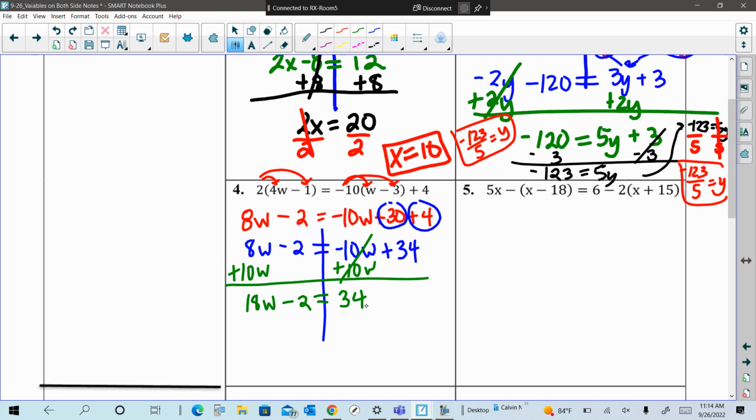What should happen next? Plus 2. Yep. We need to add your constant. The constants cancel on the left, leaving you with 18W equals 36. So last we should do what? Yep, divide by 18, by the coefficient. The coefficient is gone, so we get the answer W equals 2.